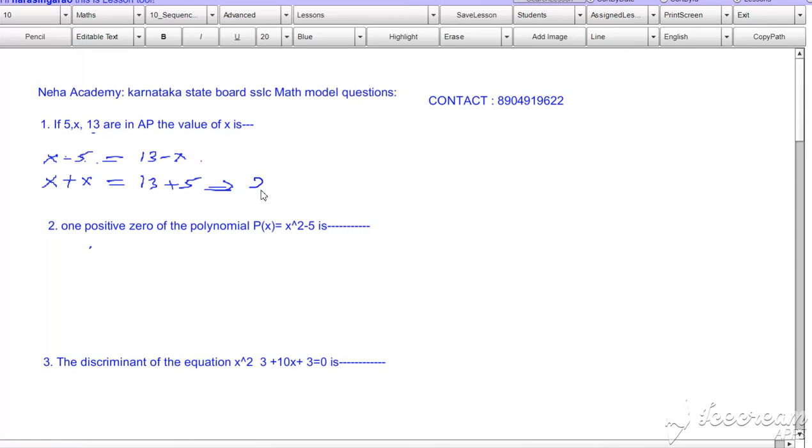So x plus x gives 2x, equal to 18. Sorry, 2x equal to 18, not plus. That implies x, dividing by 2 on both sides, the 2 cancels out, and x is equal to 9. So this is very simple. The answer is 9.